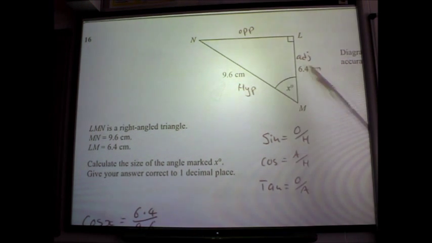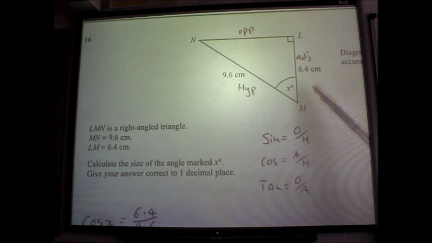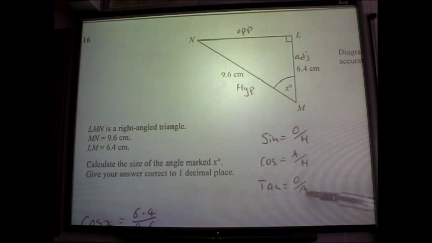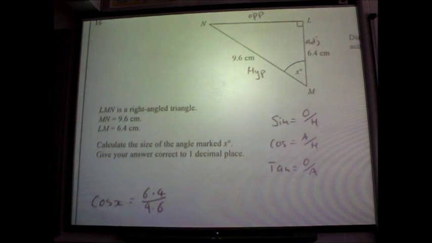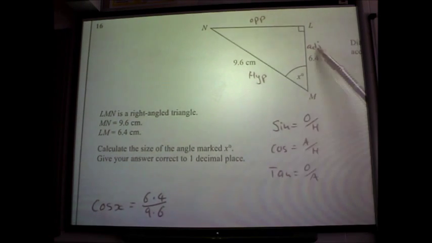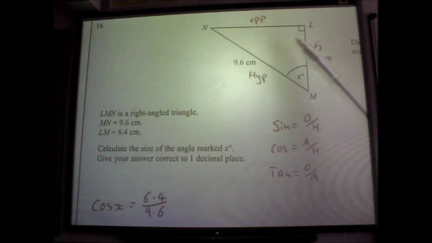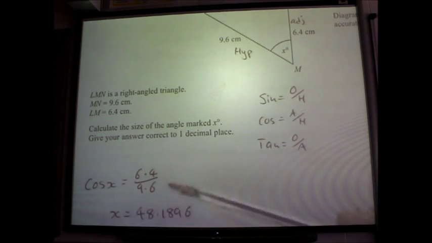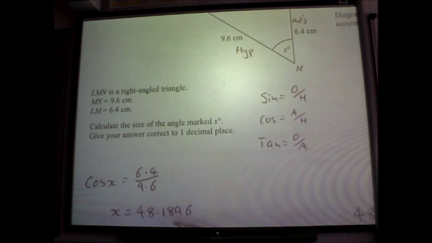We are interested, I've got sine opposite over hypotenuse, cos adjacent over hypotenuse, and tan opposite over adjacent. I remember it, some old hags carry a huge tub of ale, but you can remember it however you want. We use cos in this case because we know the adjacent and we know the hypotenuse, so we use these two. So cos x is 6.4 over 9.6.